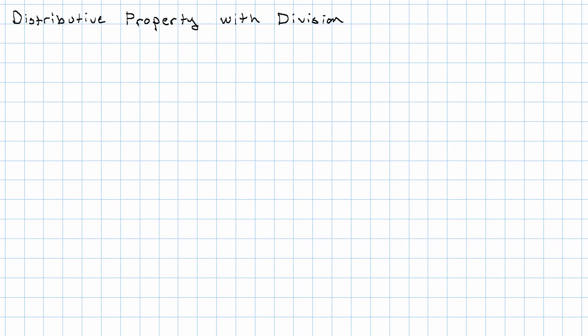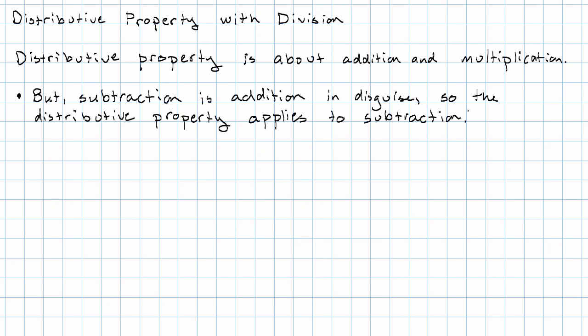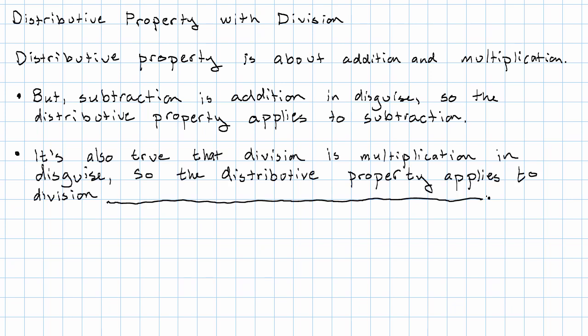So recall that the distributive property is really about addition and multiplication. But, as we mentioned earlier, subtraction is just addition in disguise, so the distributive property also applies to subtraction. There's another operation that's like that, though. It's also true that division is multiplication in disguise, so the distributive property also applies to division, with a qualification that I just left a big blank for.